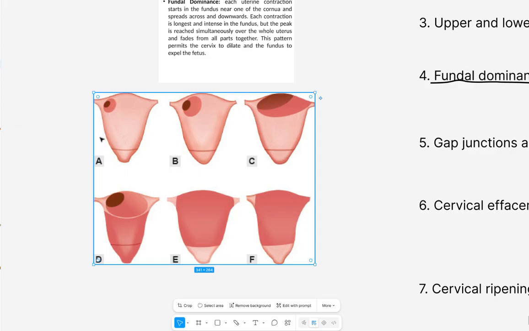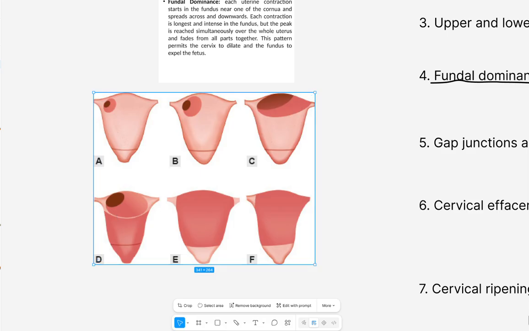Normally, contractions begin near the uterine cornua, the fundal pacemaker region. The contraction spreads downwards. Can you see that it's slowly spreading downwards? The fundus contracts more strongly and for longer than the lower segment. The contraction reaches its peak in a coordinated manner. This pattern is called fundal dominance.